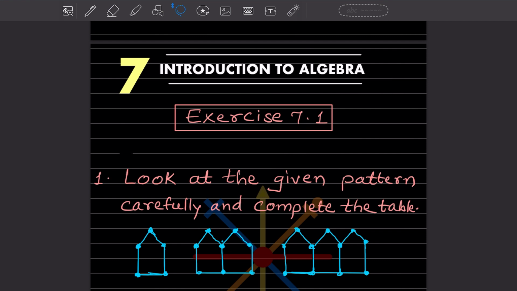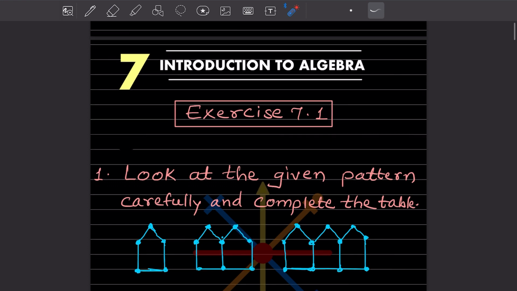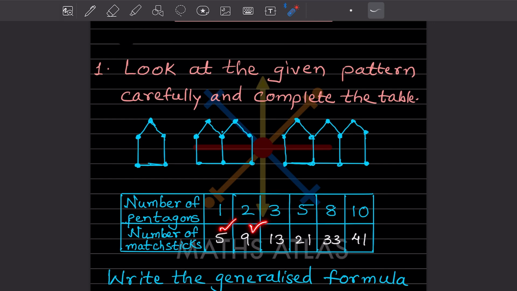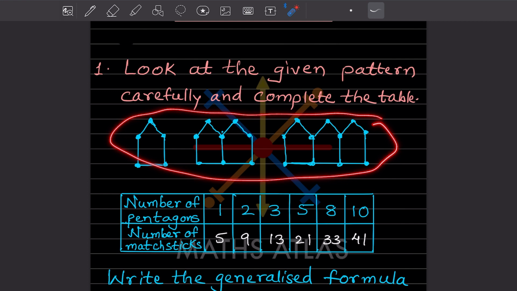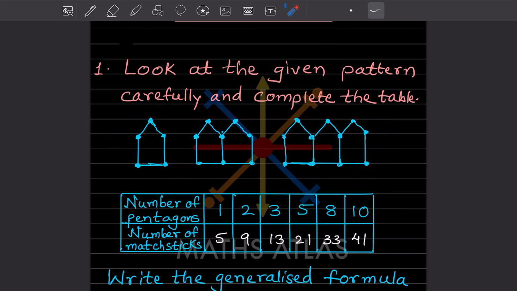So let's start. Now the first exercise, the first question says that look at the given pattern carefully and complete the table. Okay, so the pattern is given, and now we have to complete the table accordingly. Here the table I have just pasted over here, but don't look at these answers first. I'll explain to you how I got these answers. They said look at the given pattern carefully and complete the table, and this pattern is given. And again, what we have to do, write the generalized formula for the number of matchsticks.